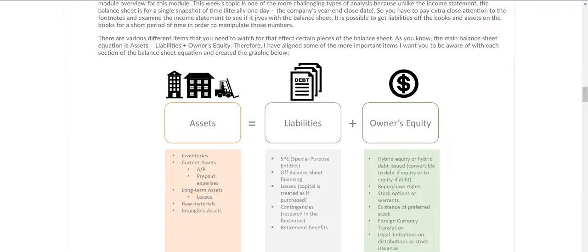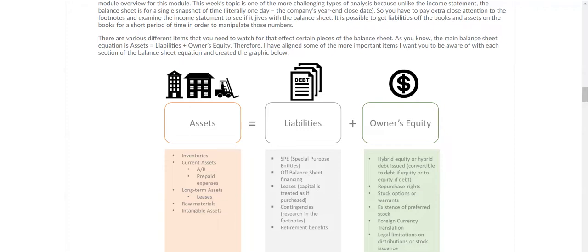Retirement benefits, pension accounting. This is really complex accounting, like PBOs, pension benefit obligation. It's very, very complex accounting. Can't go into it here, but you'll just want to know that it is complex and familiarize yourself with it if you're exposed to it in any sort of job in the future.